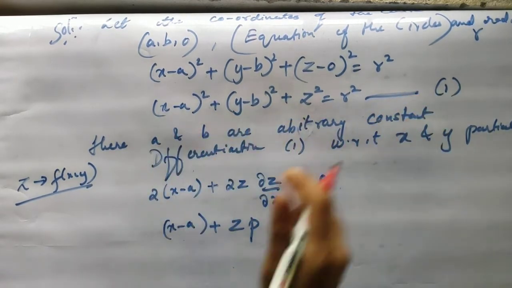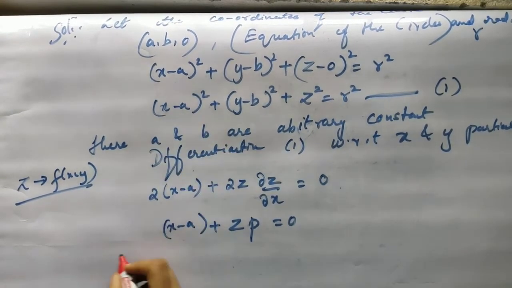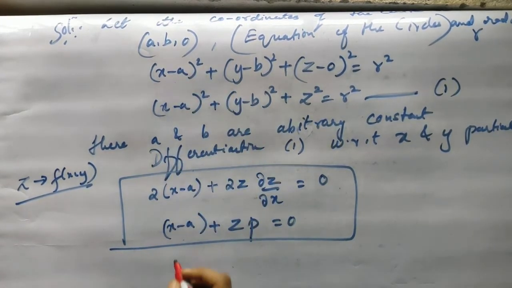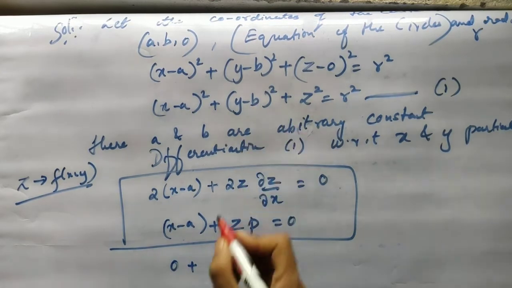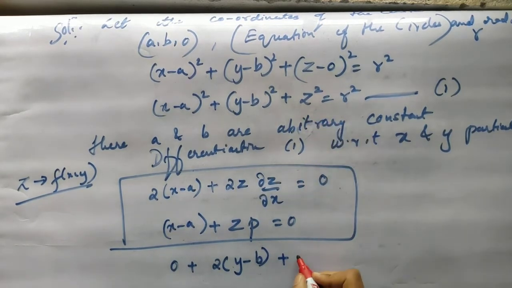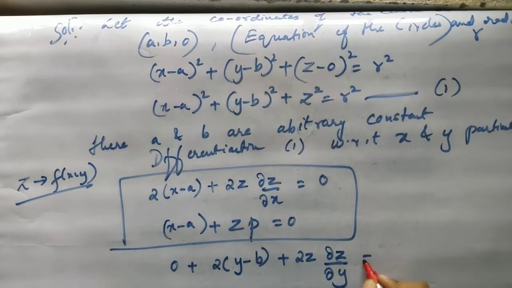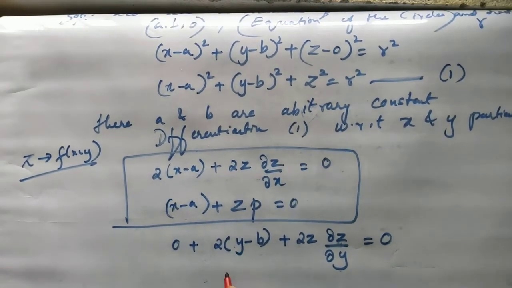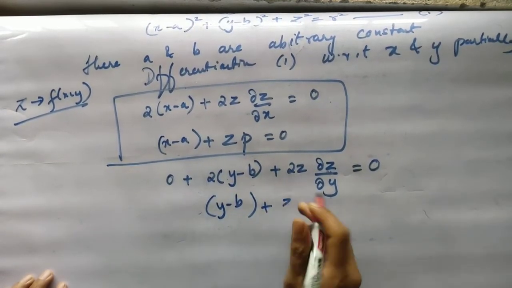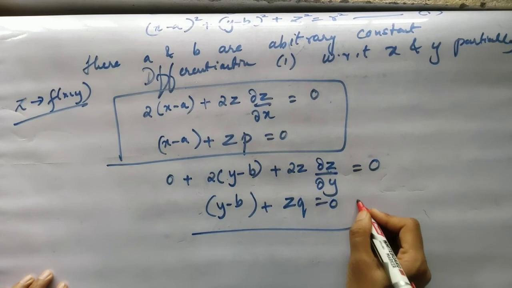Similarly, let us differentiate the first equation with respect to y partially now. The derivative of the first bracket was done with respect to x. Now we have to continue with respect to y. Okay. So the derivative of the first bracket with respect to y is 0, plus the derivative of the second bracket with respect to y, which will be 2 times (y minus b), plus the derivative of z with respect to y, which will be 2z into dou z by dou y, is equal to the derivative of r with respect to y, which is 0. Now if you further simplify this, you will have (y minus b) plus z q is equal to 0, as the 2 gets cancelled. Okay, you have got another equation like this.